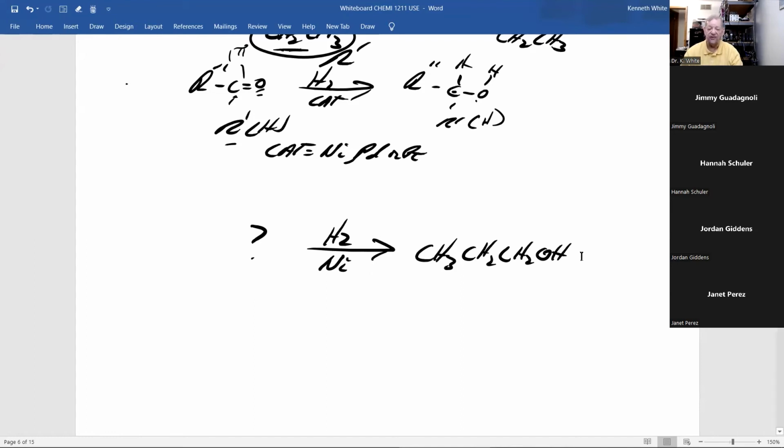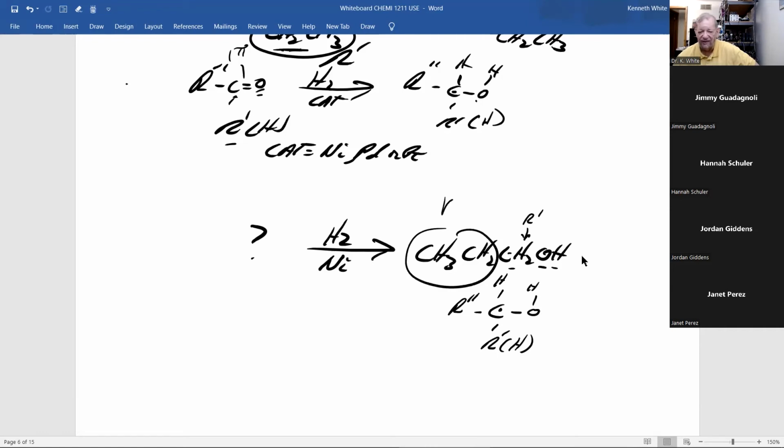All right, I'm going to have to jump in here because it's almost time for our break. If we look at this molecule, what's different? Oxygen with a hydrogen and a carbon. Now I could write it like this. And then R prime on this carbon, or hydrogen, and R double prime. In this case, one of these hydrogens is my R prime, and this is my R double prime. And what do we react with hydrogen and a catalyst?